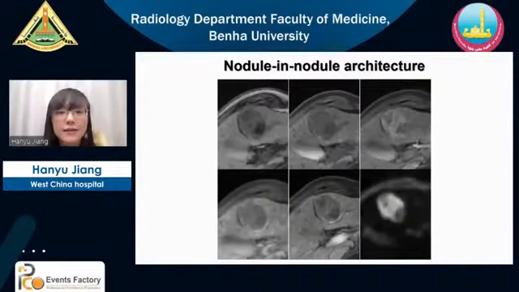Here is a case of typical nodule-in-nodule architecture. The first image is the opposed phase, and the second is the pre-contrast T1 weighted imaging, the arterial phase imaging, the portovenous phase, HBP, and diffusion weighted imaging. We can see that within the outer parent nodule, there are two inner nodules which depict different imaging features throughout each phase of the imaging. So this is a patient with nodule-in-nodule architecture.